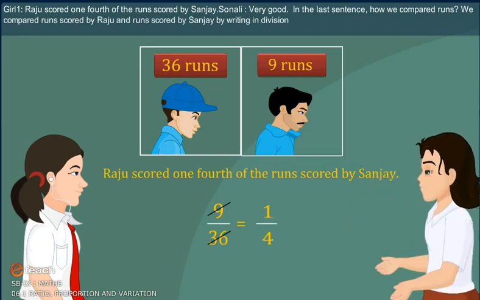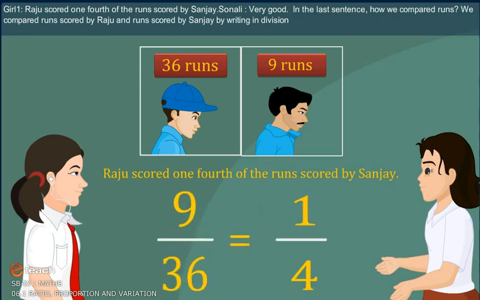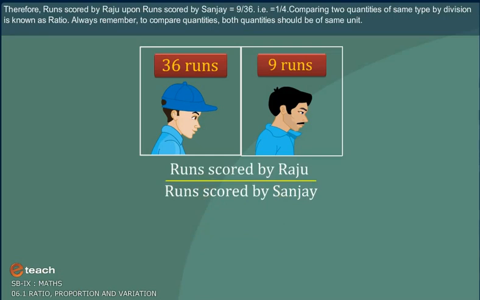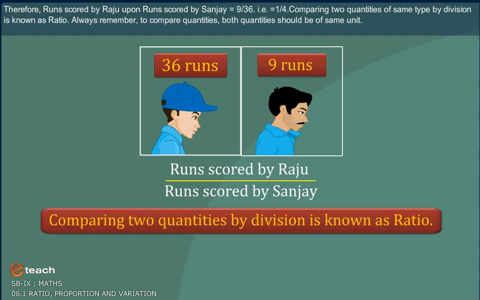Very good. In the last sentence, how did we compare runs? We compared runs scored by Raju and runs scored by Sanjay by writing in division. Therefore, runs scored by Raju upon runs scored by Sanjay is equal to 9/36, that is 1/4. Comparing two quantities of the same type by division is known as ratio. Always remember, students, to compare quantities, both quantities should be of the same unit.